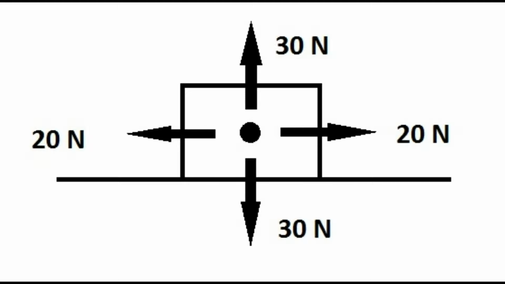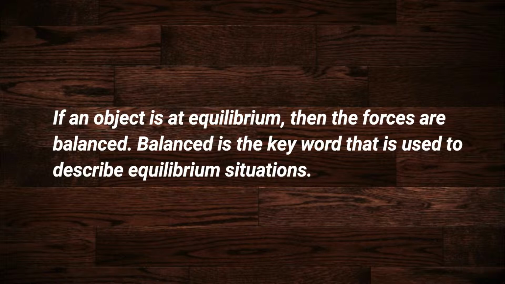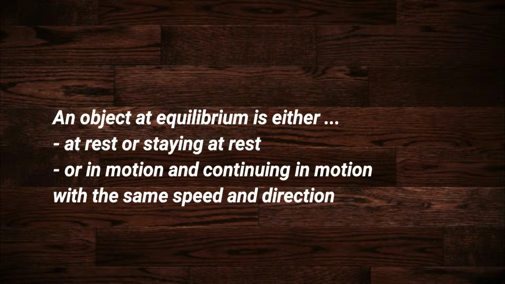Consider the box pictured in the force diagram shown below. Note that the box is at equilibrium because the forces that act upon it are balanced. However, the individual forces are not equal to each other. If an object is at equilibrium, then the forces are balanced. Balance is a key word that is used to describe equilibrium situations. An object at equilibrium is either at rest or staying at rest, or in motion and continuing in motion with the same speed and direction.